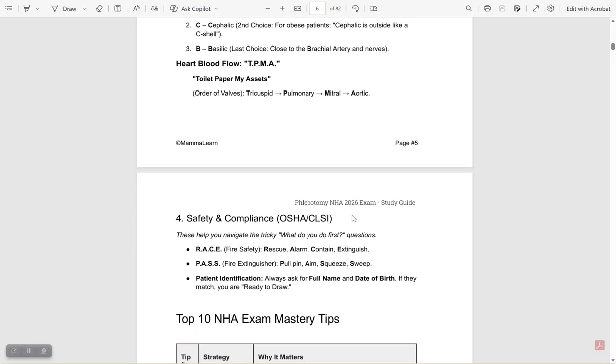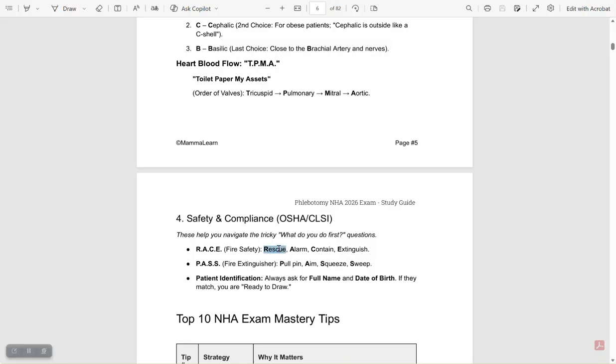And the fourth is safety and compliance. For safety and compliance, typically the tricky questions would be what would you do first? So let's say you have a fire safety related question. The question might be what would you do first? So this mnemonic is going to help you, which is RACE. RACE means rescue, alarm, contain and then extinguish.